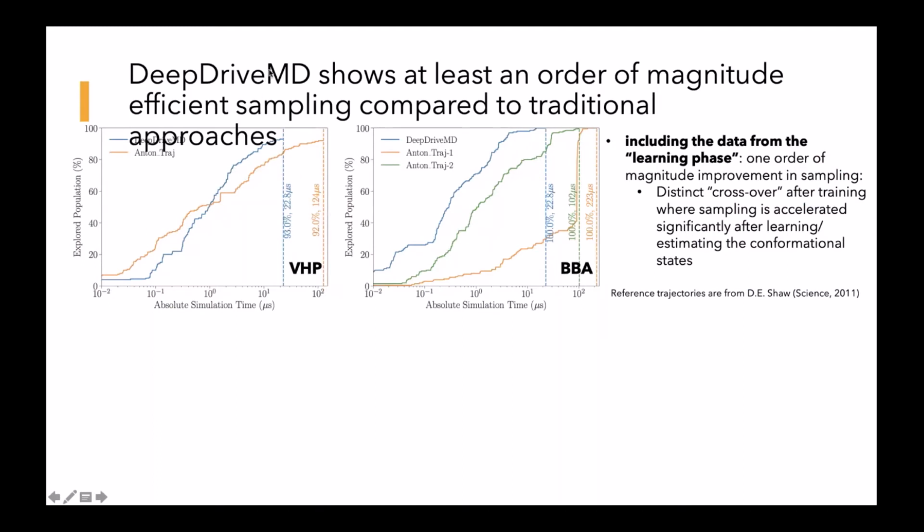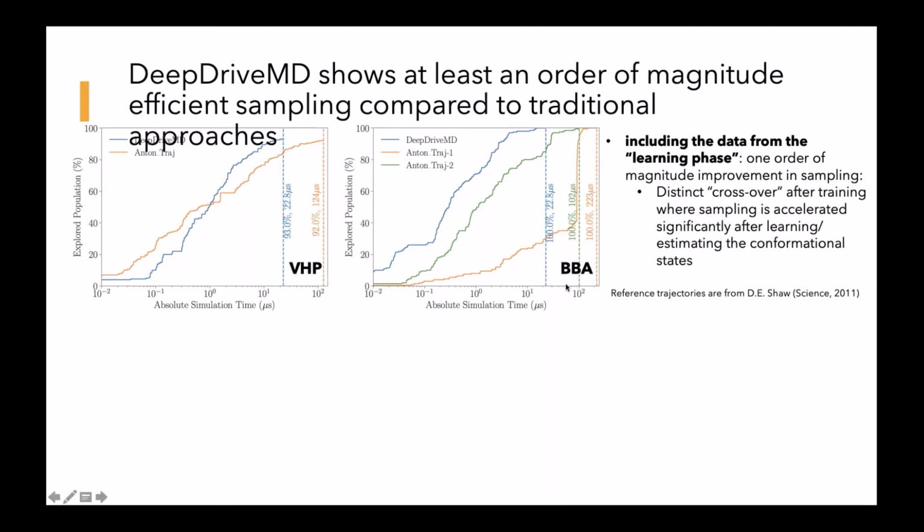But what we can claim is that with respect to traditional sampling approaches, like if you have access to Anton, for example, what DeepDriveMD allows you to do is get at least an order of magnitude faster in terms of efficient sampling. So just walking you over the plot, the x-axis is absolute simulation time versus explored population. You can see that if you include the learning data, there's a crossover point around the microsecond timescale where DeepDriveMD starts to overtake what the Anton trajectory would possibly do.